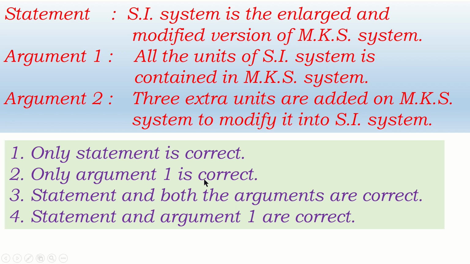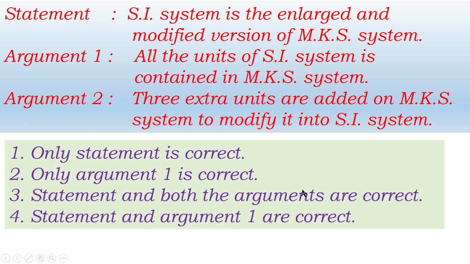Only argument 1 is correct. Is it? Let's see. All the units of SI system are contained in MKS system. Is it correct? No. All the units of MKS system are contained in SI system. This is just the reverse. So, argument 1 is not correct. Only argument 1 is correct: this option is not correct. This is incorrect. That's why we have to drop it down. But still, number 1 exists.